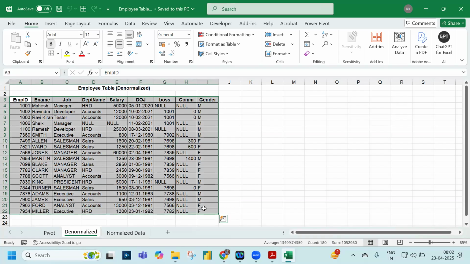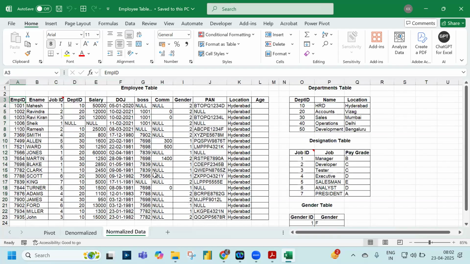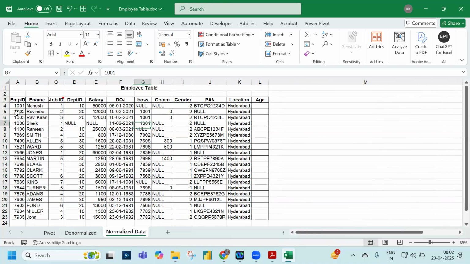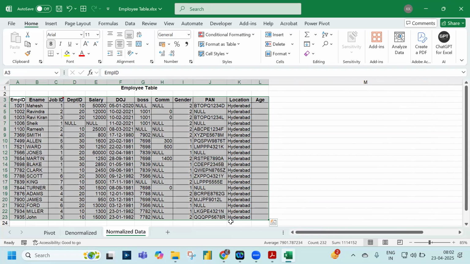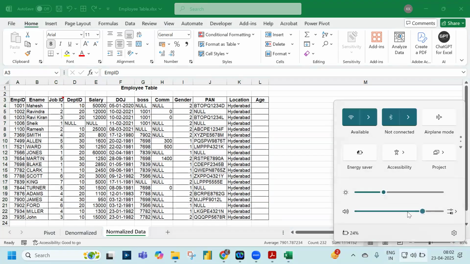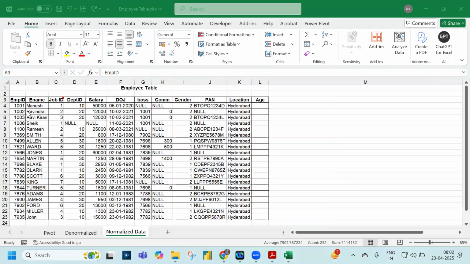Let me show you another example here. Take a look at this data. Tell me, can we get the total salary by the department name? Is it possible? No, we can't. Why? Because the department name column is not there. Correct. The department name column is not there, so it's not possible to create that.